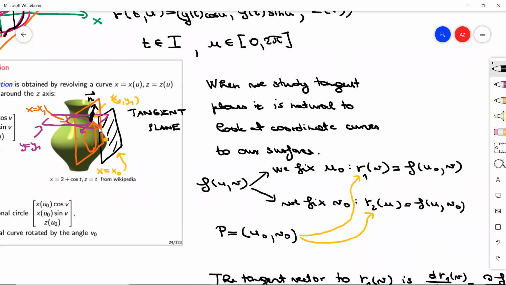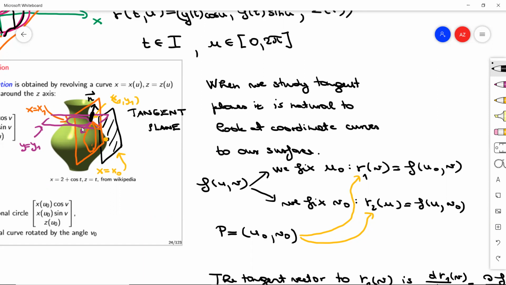We could choose another two planes. So here we took coordinate curves. We could take any two planes which are not parallel, any two planes which go through this point, and then get the curves: the intersection of those two planes with our surface, and then compute tangent vectors. And it would work in the same way. But yeah, it's the most natural to take coordinate curves.